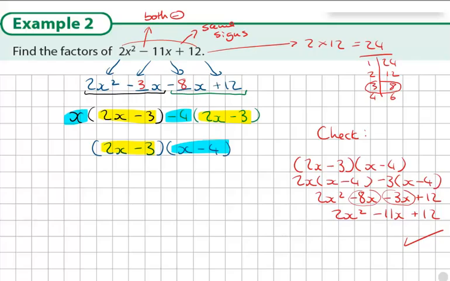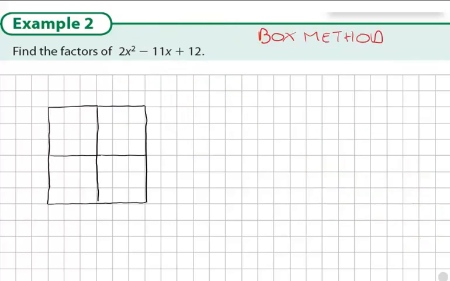Now using the box method or the array method, I put the 2x squared in the first box and the 12 in the last box. So 2x times x is 2x squared. So I've got two sets of brackets. One will have 2x in the front and the other will have x in the front.